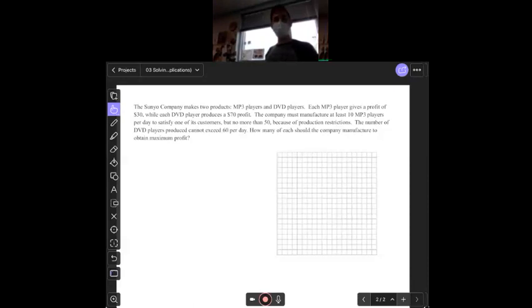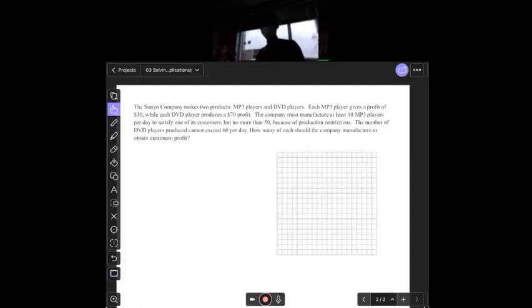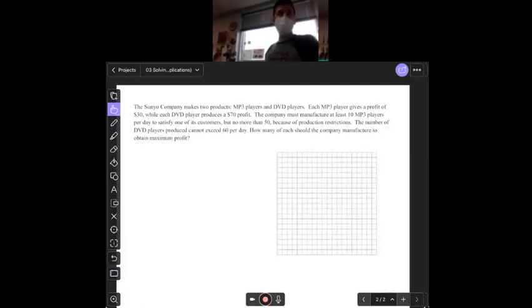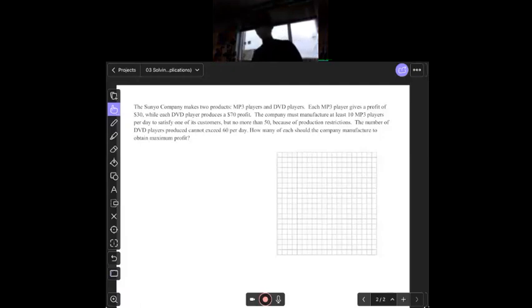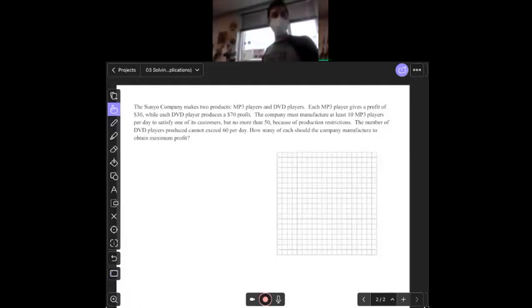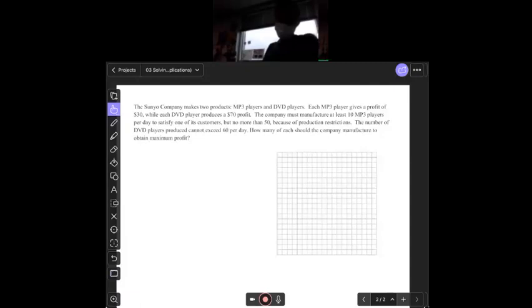Company must manufacture at least 10 MP3 players per day to satisfy an order, a customer, but no more than 50 because of production restrictions. They may just not have enough materials. The machine may only be able to make 50 in the time that they have. Who knows what the restriction is, but they can only make no more than 50. The number of DVD players cannot exceed 60 per day. So maybe there's some sort of supply or machine restriction on how many can be made. How many of each should the company manufacture to attain maximum profit?